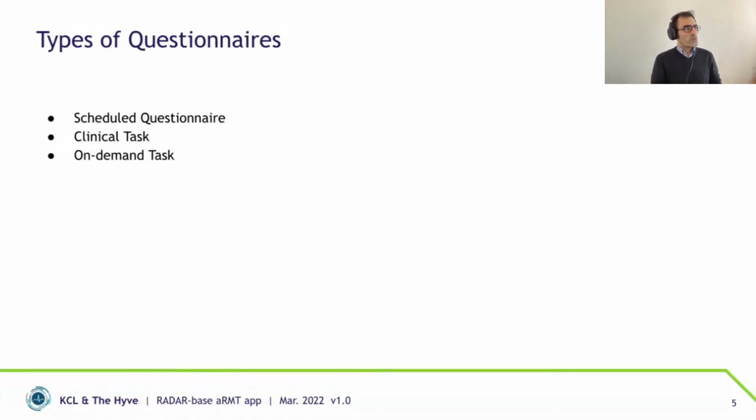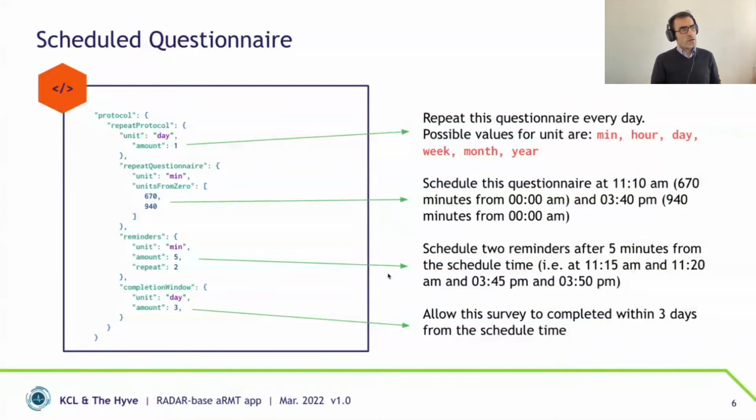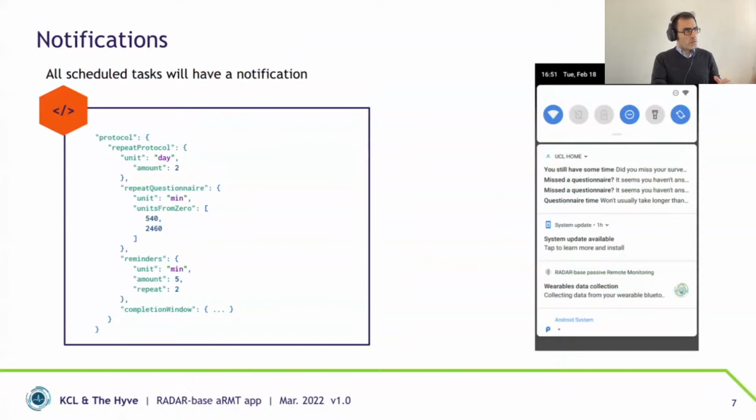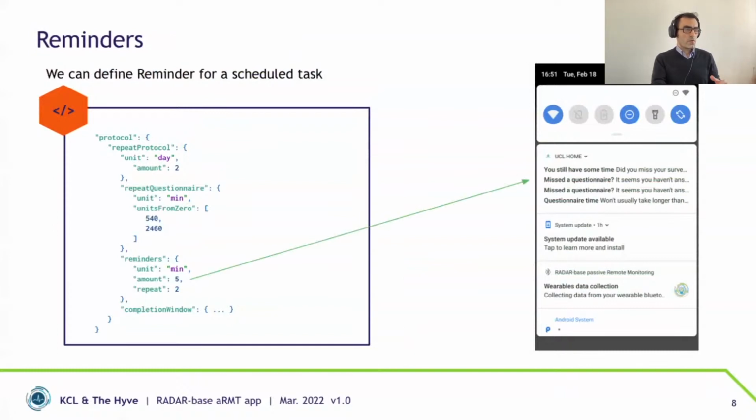In this application, we have 3 types of questionnaires or tasks. The main ones are scheduled tasks, clinical tasks, and on-demand tasks. For the scheduled questionnaire, we can schedule it for different times, for example, on an hourly, daily, or weekly basis. And for each scheduled questionnaire, we have a notification that comes from Firebase. Alongside the notifications, we can set reminders for missed notifications or questionnaires that the user missed, for example, some minutes later than the notification.